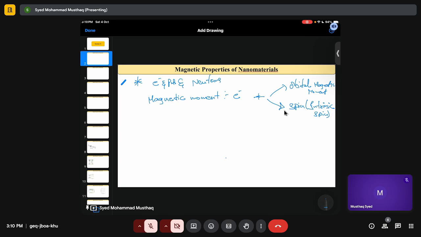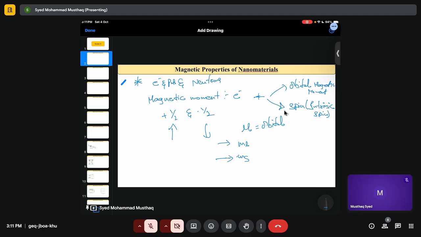And intrinsic spin we define with quantum numbers, plus half and minus half. That means either you have an up spin or down spin. We have defined a magnetic moment from the orbital, which is called the orbital magnetic moment, which we give as ml. And another thing we have is ms, the spin magnetic moment. The orbital magnetic moment and the spin magnetic moment are some quantum numbers that we define.